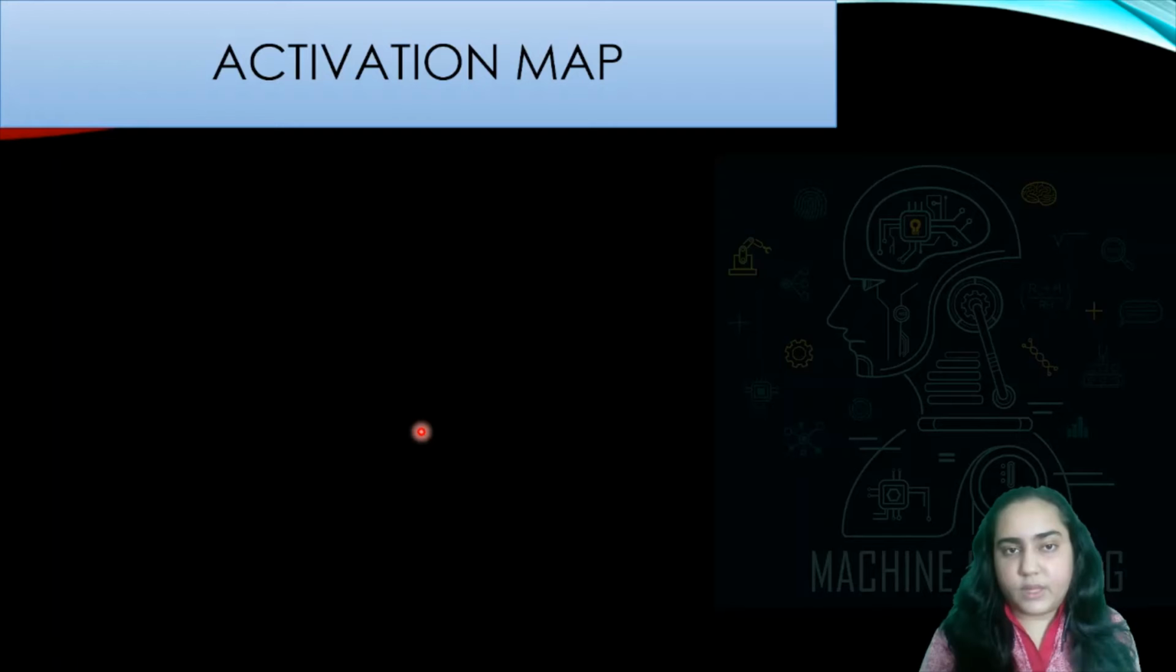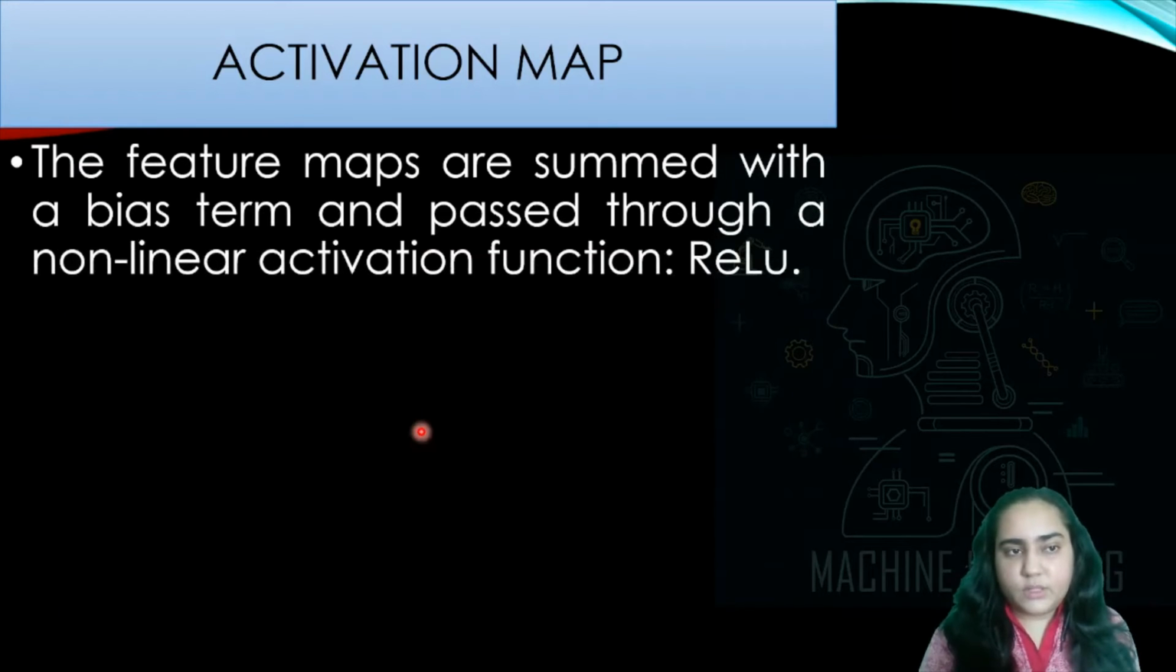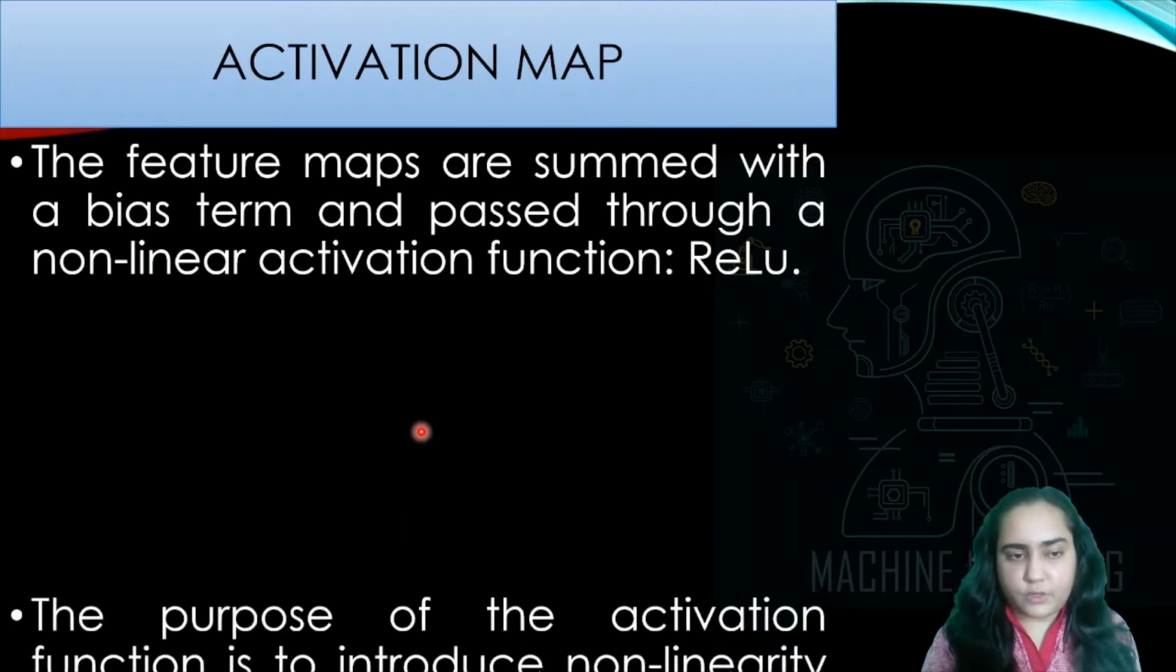Let's now talk about the activation map. So the feature maps are summed with a bias term, and they are passed through a nonlinear activation function, which is known as ReLU, which is also called a rectified linear unit. So we've studied a couple of activation functions, and ReLU is one of those activation functions. So whatever maps that we created earlier, they are all passed through this activation function.